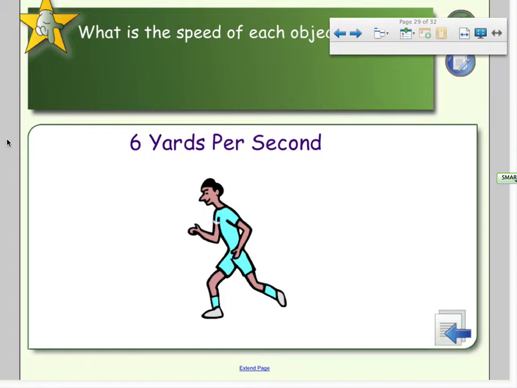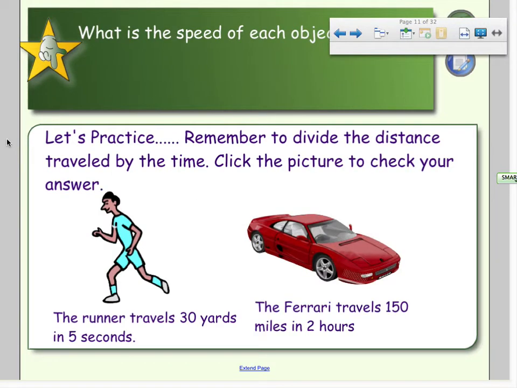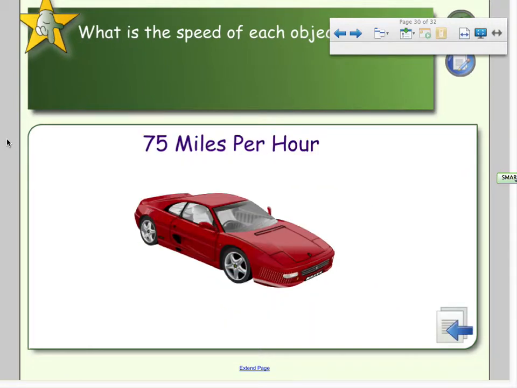Everyone got that? Yes. How fast is the Ferrari going if the Ferrari is traveling 150 miles every 2 hours? How fast is it going? 75 miles per hour. You need to raise your hand and let me call on you. What did you do? He divided what? Which is the distance divided by the time. So the Ferrari is going 75 miles per hour, which is not very fast for a Ferrari, but it is still fast.